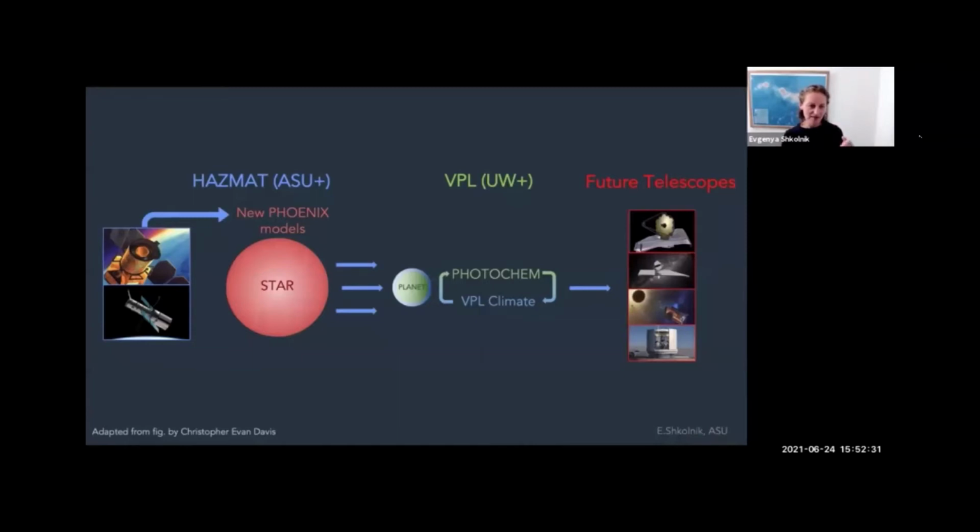And that's work being led by VPL, the VPL group run by Vicki Meadows and her team at University of Washington, and they do photochemical modeling and climate modeling of these planets. And then we will have actual spectra, good model spectra that are irradiated by actual empirically guided stellar data in order to interpret the spectra we hope to get back from future missions, like from JWST, LUVOIR, HABEX, and even the ground-based extremely large telescopes. So that's kind of the HAZMAT program in a nutshell.